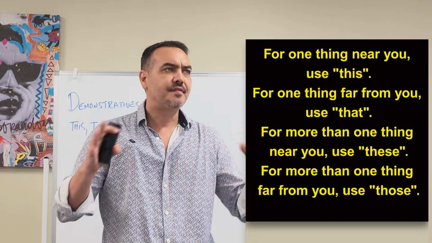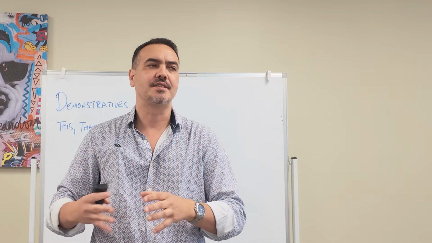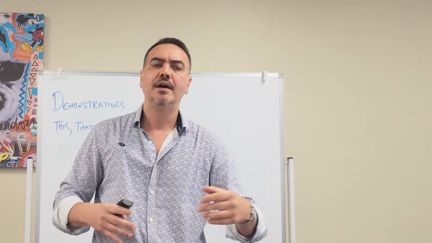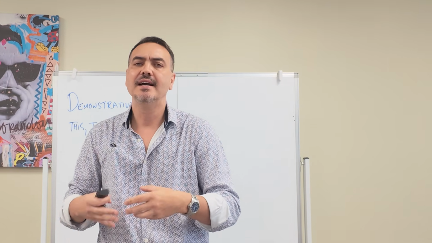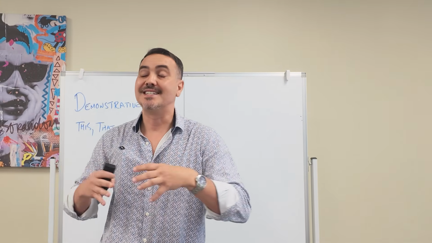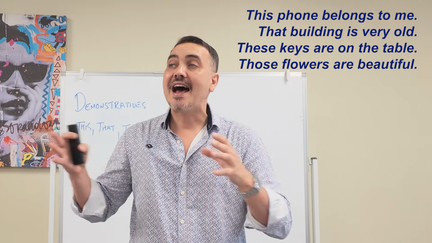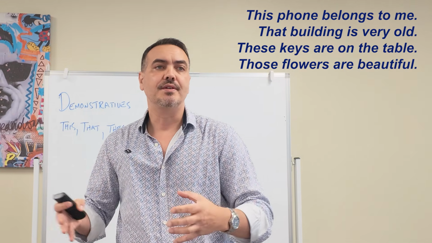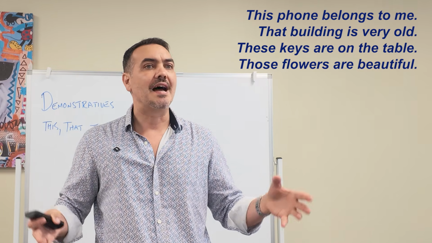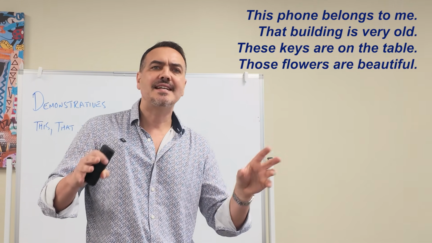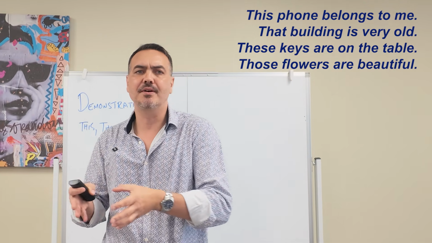Now, most often, demonstratives come before nouns, okay? For example, this phone, that building, or these keys, okay? Listen to these example sentences. This phone belongs to me. That building is very old. These keys are on the table. Or those flowers are beautiful. In each sentence, the demonstrative comes before the noun and tells us which noun we're talking about.